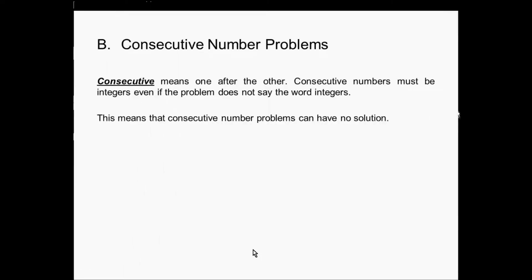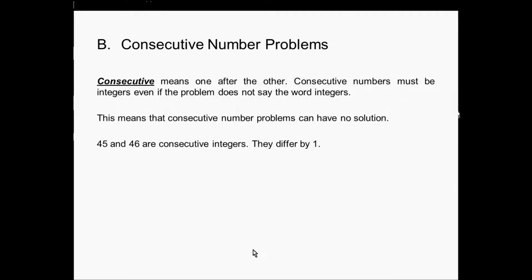But consecutive integers, like the integer after 1, that would be 2. The integer after 3, that would be 4. So this means that consecutive number problems can have no solution. Like if you do all the work and you end up with something that's not an integer, and you've not made any mistakes, that means there is no solution. Now, if that really does happen to you, I would go back and check my work before I wrote down no solution.